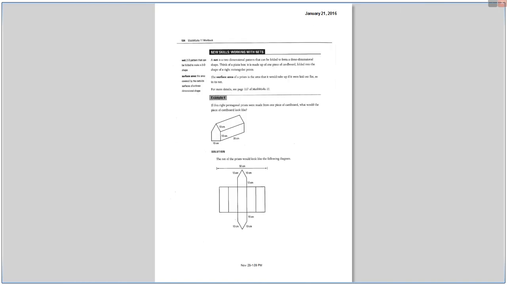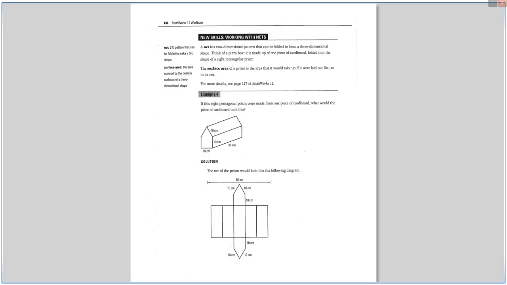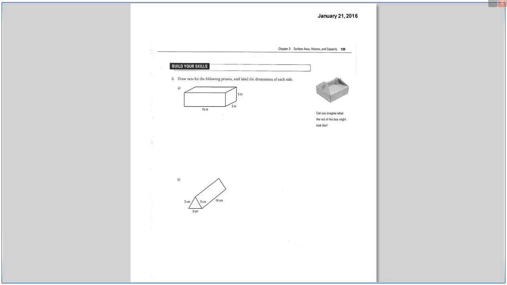The next thing is net. So a net is a two-dimensional map, if you will, of what a 3D object would become. If you think about a pizza box, like a Pizza 73 box, for example, you could unfold it all and make it flat, the piece of cardboard, and then you could fold it back into the box. So that's a net. We'll practice drawing nets.